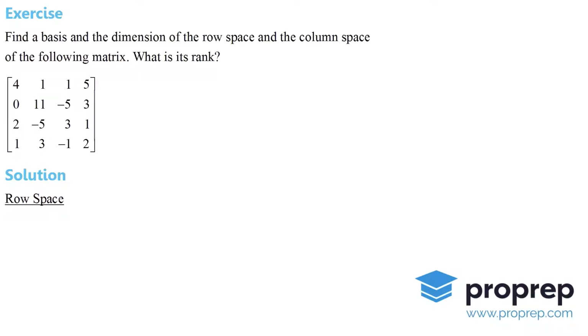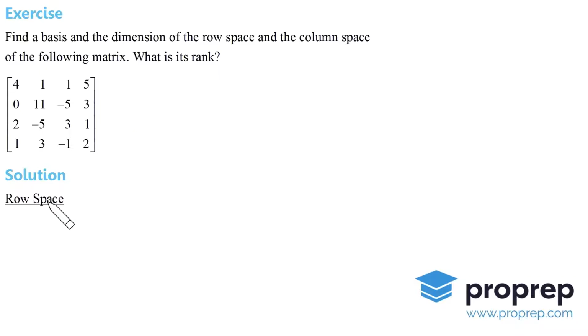In this exercise, we're given a matrix. I see it's 4 by 4, it's 4 rows, 4 columns. And this is concerned with the row space and column space, so review those concepts if you've forgotten them. We're going to find the basis and the dimension for the row space, and then the same thing for the column space. And after we've done that, the question is, what is the rank of this matrix?